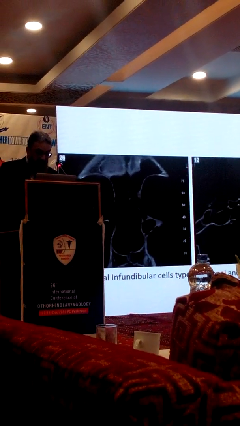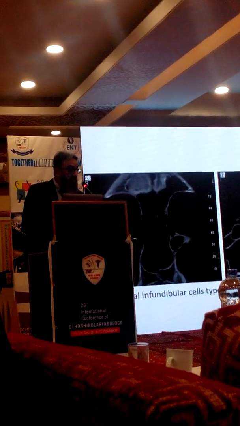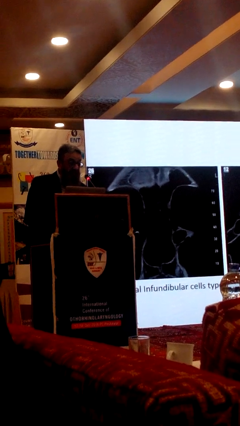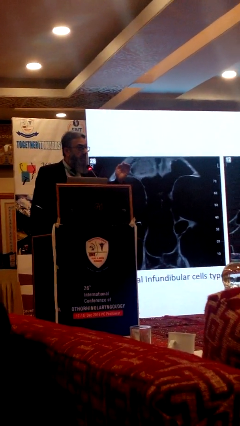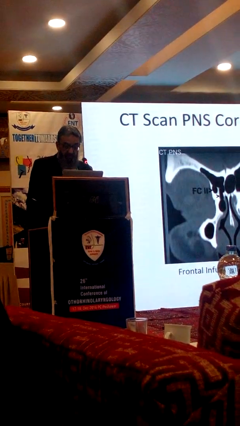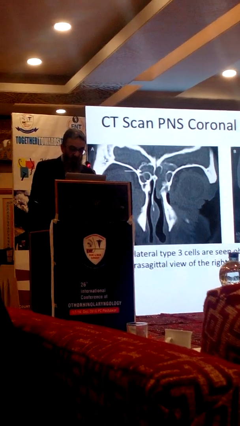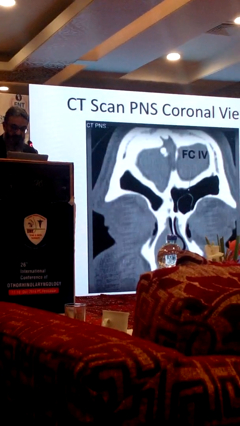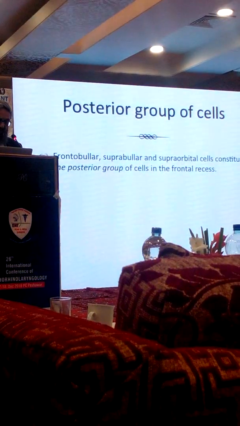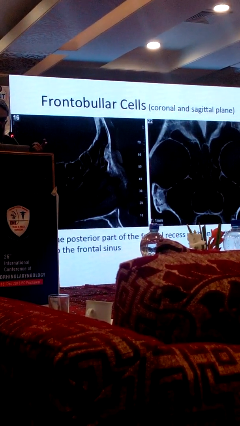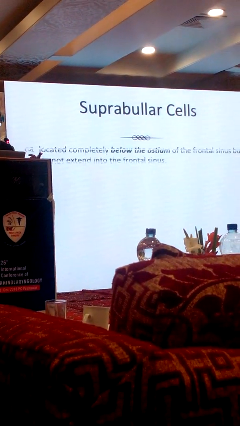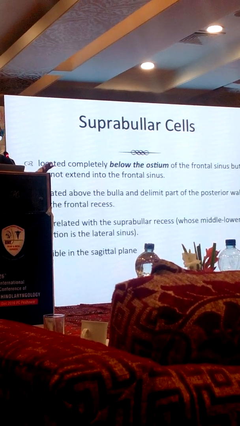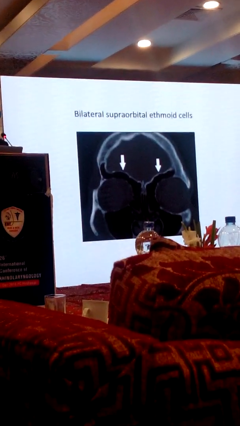So you can see this in this area. This is the frontal intrabullar cell. This is the agger nasi cell. The frontal sinus drainage area is likely to be compromised in this case. And similarly, I will go quickly to this. Sometimes there is a cell inside it. One thing I want to mention, frontobullar cells, suprabullar cells. If we have these types of cell, then the frontal sinus area.